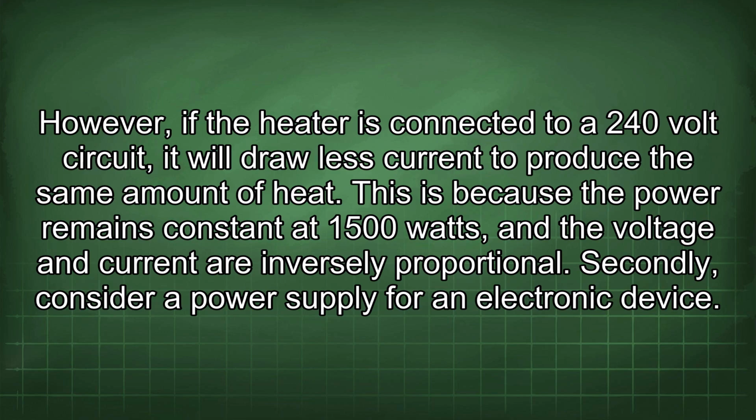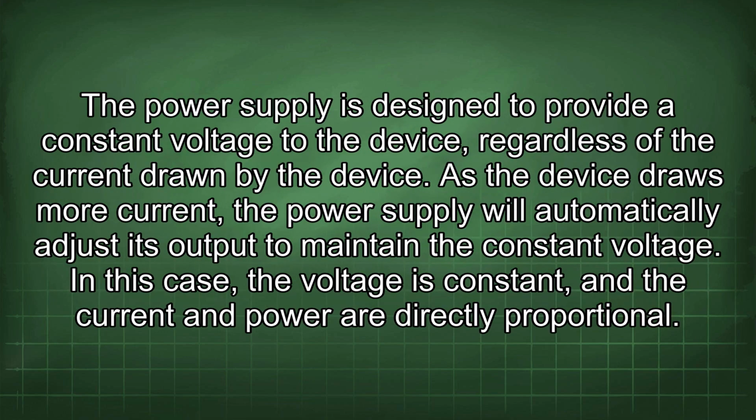Secondly, consider a power supply for an electronic device. The power supply is designed to provide a constant voltage to the device, regardless of the current drawn by the device. As the device draws more current, the power supply will automatically adjust its output to maintain the constant voltage. In this case, the voltage is constant, and the current and power are directly proportional.